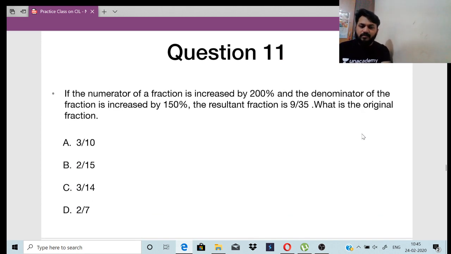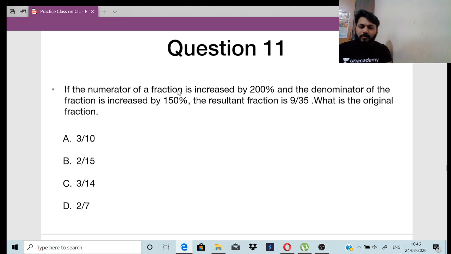The next question, okay. If the numerator of a fraction is increased by 200% and the denominator of the fraction is increased by 150%, the resulted fraction is 9 by 35. What is the original fraction? तो original fraction कौन सा है इसमें से?